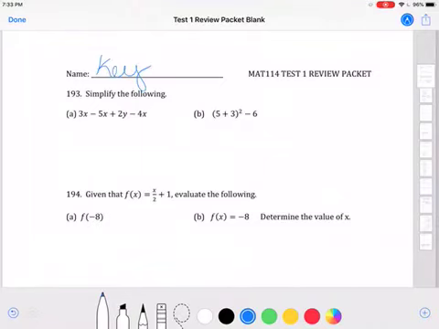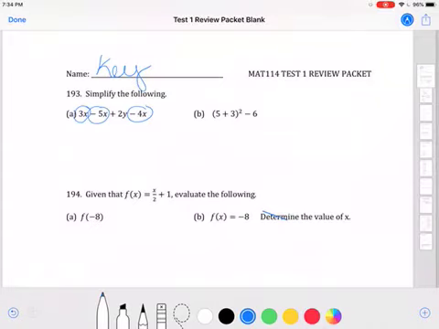So 193 is just asking you to simplify the following. So part A is 3x minus 5x plus 2y minus 4x. To simplify that, it's not like solving an equation, it's just simplifying, combining like terms. So I'm going to start by just circling what my like terms are. Remember, to be a like term, you must have the same variable and the same exponent. The three that I have circled all have an x and they have a 1 as an exponent, so they are like terms. To combine them, I just combine the numbers by doing those operations.